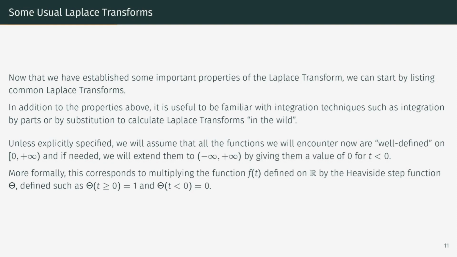Unless explicitly specified, we will assume that all the functions we will encounter are well defined from 0 to infinity. If needed, we will extend them to negative infinity by giving them a value of 0 for t less than 0. More formally, this corresponds to multiplying the function f of t defined on the real numbers by the Heaviside step function theta, which is defined such that theta of t greater than or equal to 0 equals 1, and theta of t less than 0 equals 0.